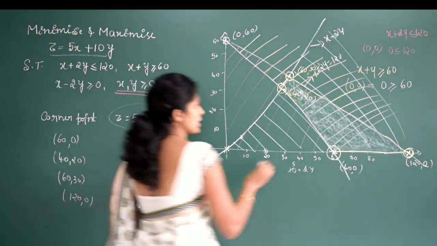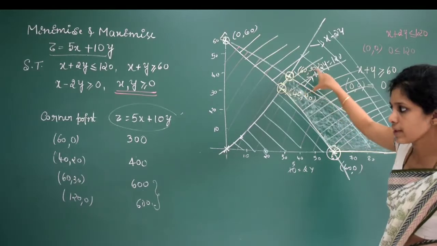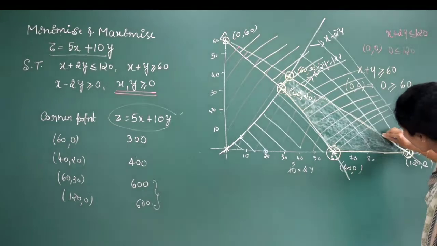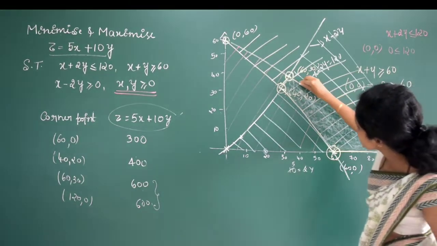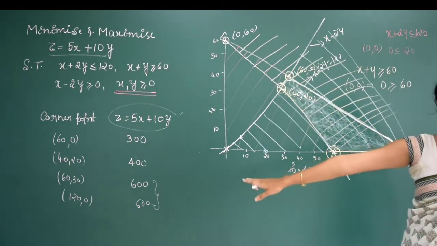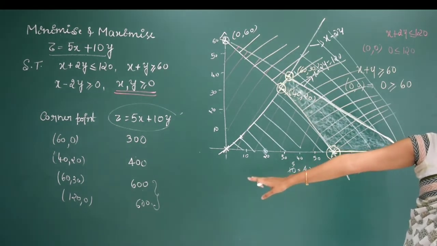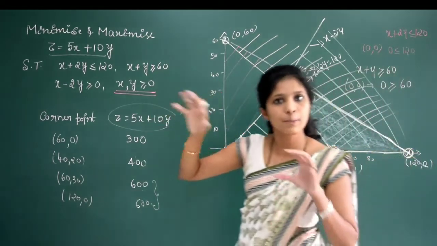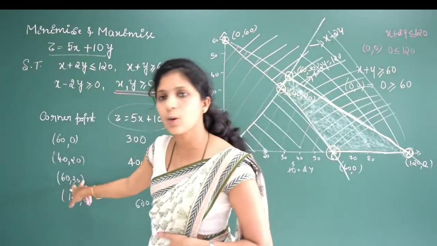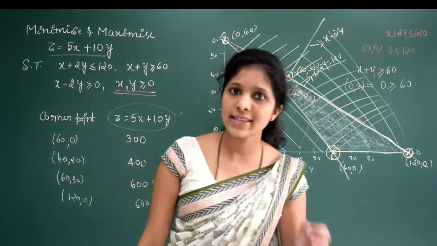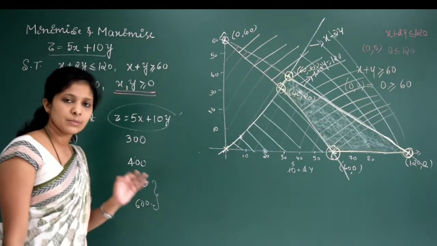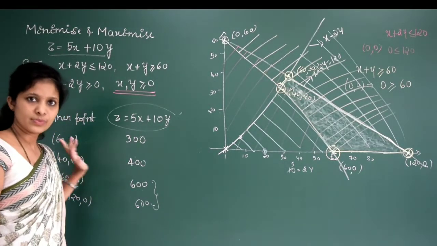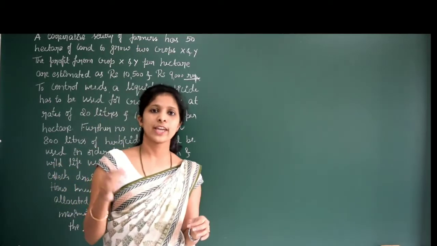That means the line joining the points 60, 30 and 120, 0, the function attains the maximum value everywhere along the line joining these. Is it clear? Finally, you have to write that the function z attains a maximum value at all the points on the line joining 60, 30 and 120, 0. The maximum value is 600 and the minimum value is 300 at the point 60, 0. Is it clear? So far we have solved the problems.